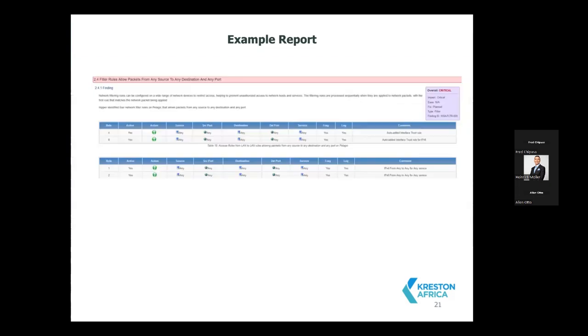This is typically what we'll find as one of our detailed findings in a report. This is filter rules that allow packets from any source to any destination. That is definitely a no-no when it comes to a firewall. We always want to make sure that we route the traffic from a specific source to a specific destination and vice versa. Here we can see that we've identified 4 rules that allowed any traffic, and these rules will either need to be amended or removed from the firewall to ensure better security of the firewall. Next slide.